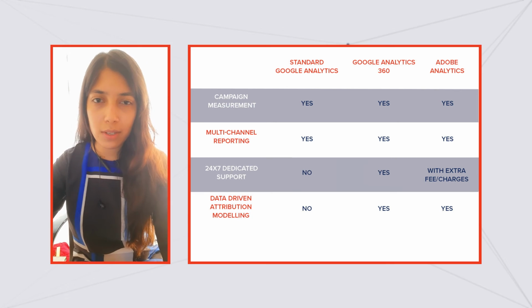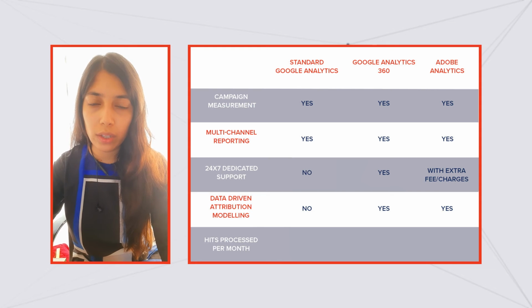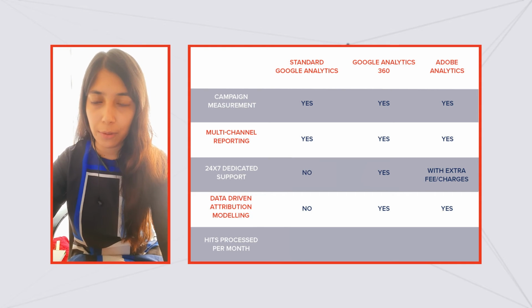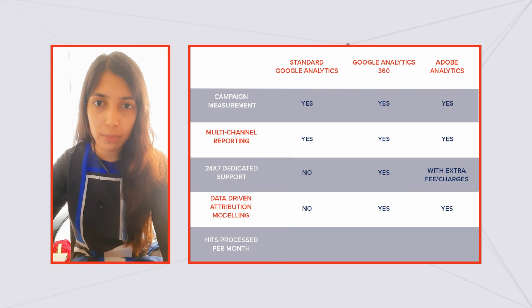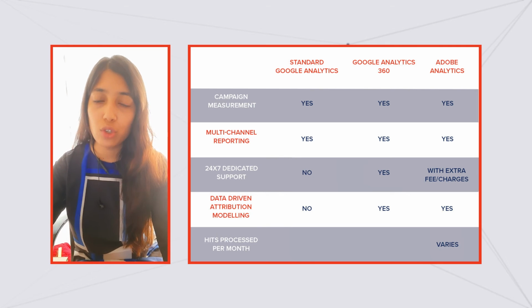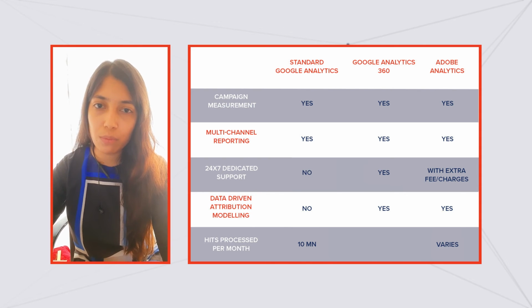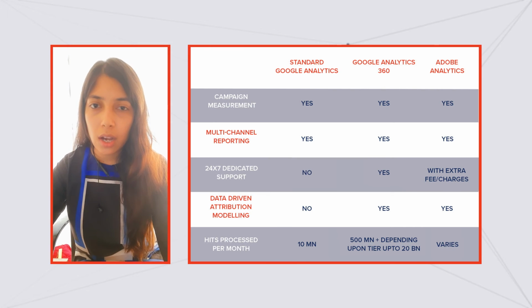Now let's talk some numbers. We know that the pricing range for all of these tools varies a lot, but that is solely dependent on the number of hits that a website receives in a month. Adobe has 3 separate packages. One is Select, then there's Prime, then there's Ultimate. So the number of hits processed by Adobe Analytics varies as to which package you are actually choosing. The standard version of GA processes about 10 million hits a month, and the 360 version processes 500 million plus hits. Plus, depending on the tier that you're using, the number can vary.